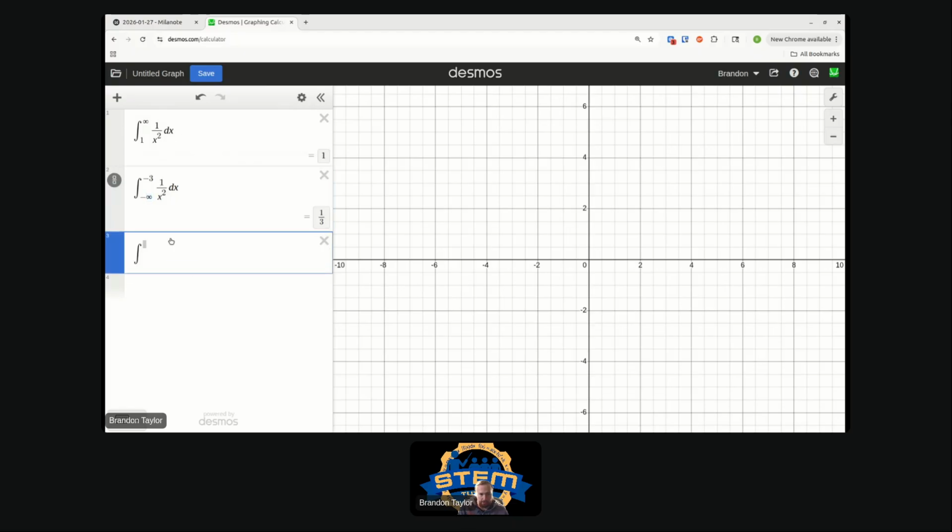Whereas if you look at this other one, where we don't have an infinity in the input, it seems like it should just be a normal run of the mill integral, but yet it's undefined. Why is that? Why does Desmos say it's undefined?